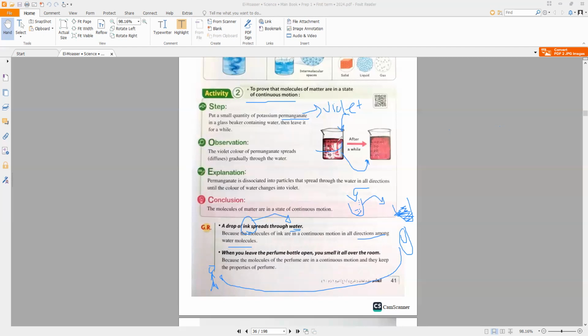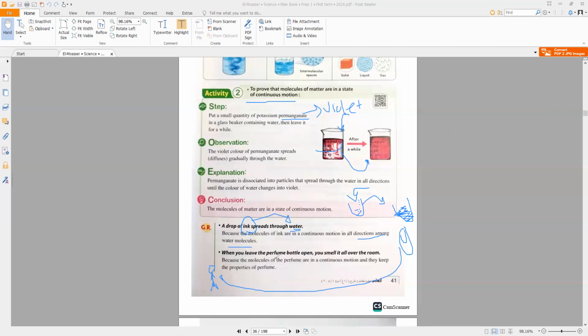Why? When you put some drops of permanganate, which is violet, in water, you will find all the water becomes violet. Why? Because the molecules of permanganate are in continuous motion. If you have water and you put some drops of ink inside it, you will find that all the water becomes the same color as the ink. Why? Because the molecules of the ink are in continuous motion.